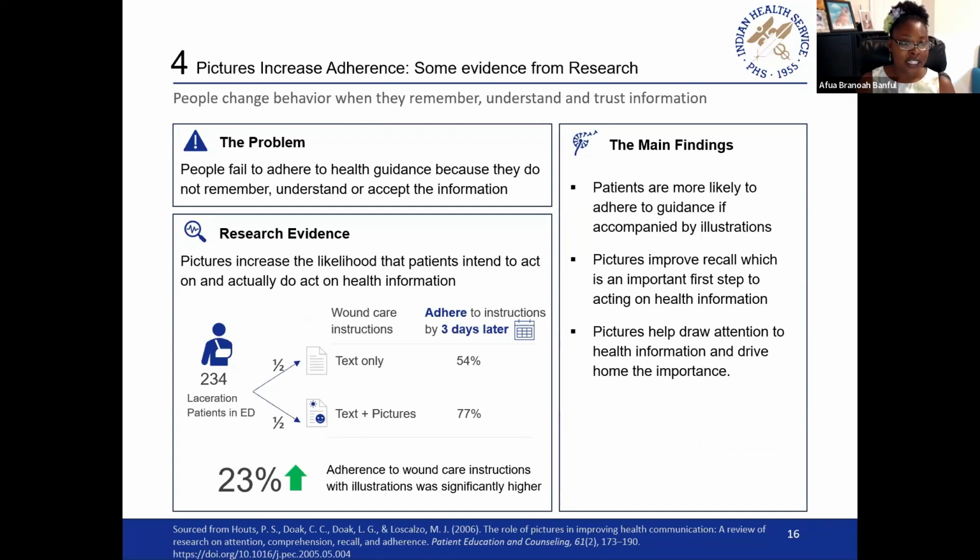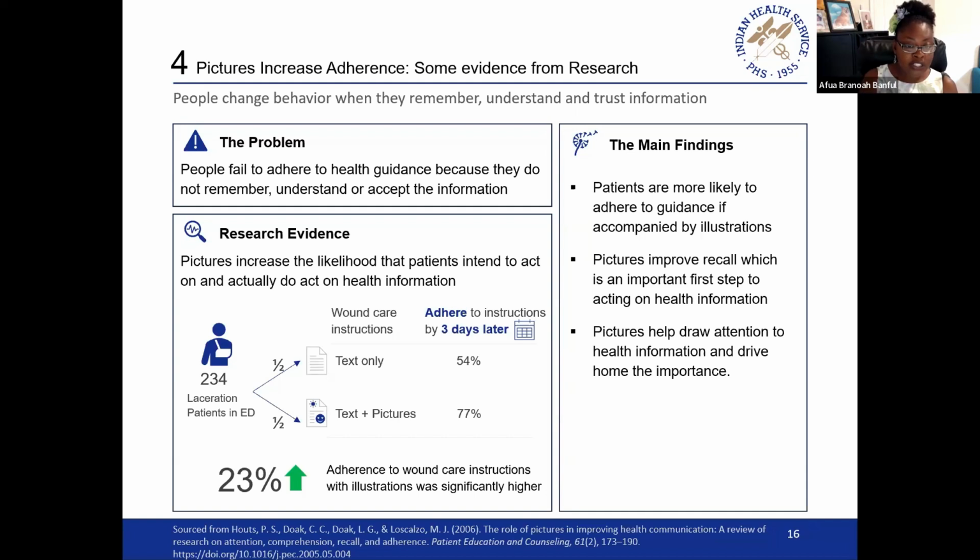When you think about it, for people to change their behavior, they need to remember. They need to remember what it is that they need to change. They need to understand and they need to trust the information, right? So part of the challenge with adherence is that people don't remember, understand, nor trust the information. And what the research is showing is that pictures actually increase the likelihood that patients will look at it, then intend to act, and then actually do act on it.